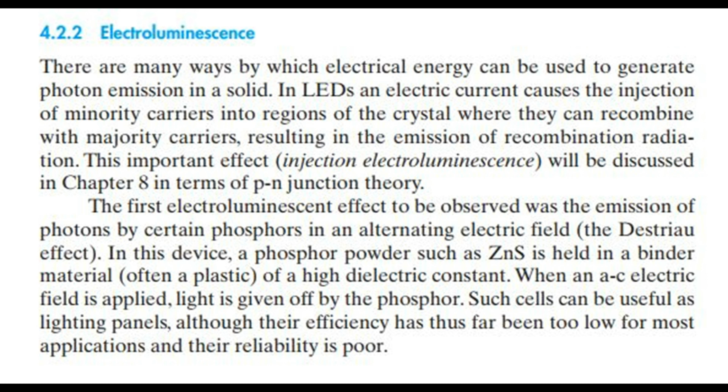The first electroluminescent effect to be observed was the emission of photons by certain phosphors in an alternating electric field, the Destriau effect. In this device, a phosphor powder such as zinc sulfide is held in a binder material, often a plastic, of a high dielectric constant. When an AC electric field is applied, light is given off by the phosphor. Such cells can be useful as lighting panels, although their efficiency has thus far been too low for most applications and their reliability is poor.